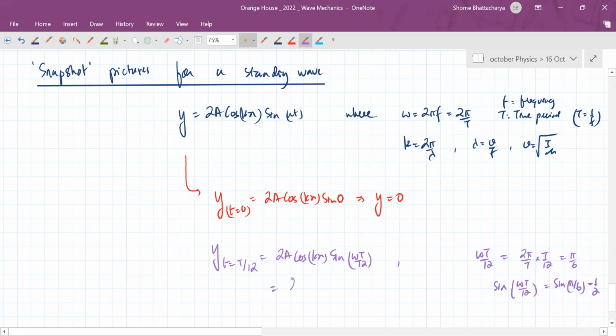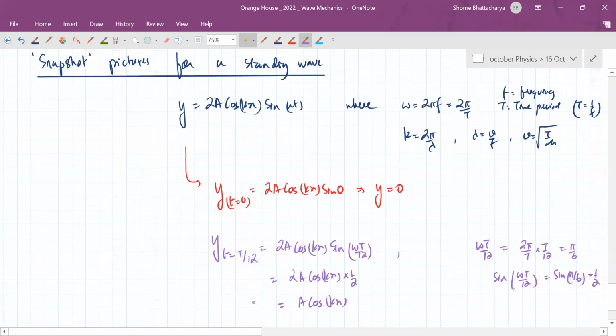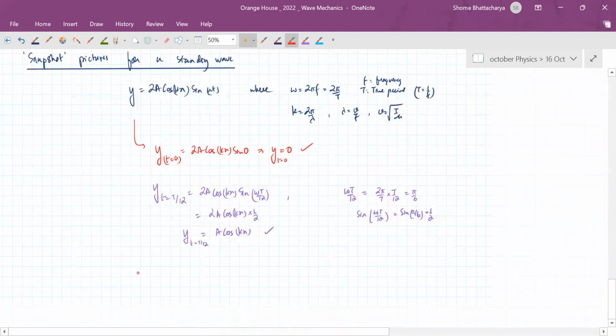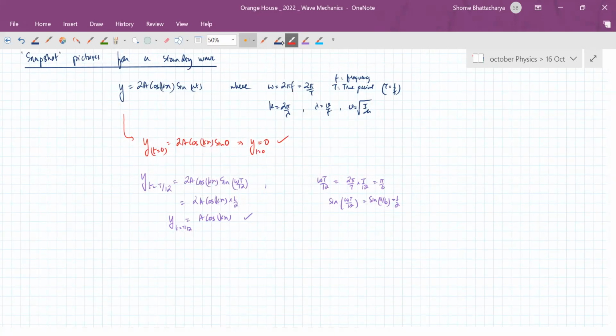So we will plot these in a graph also, which will give us the visual understanding of these snapshot pictures. But first let's work out some values for some different values of time. I mean, let's work out the equations for some different values of time. Now similarly, I want you to find out yourself the equation for y at the time capital T by 8, then y at the time capital T by 4. Then we will plot all these things.